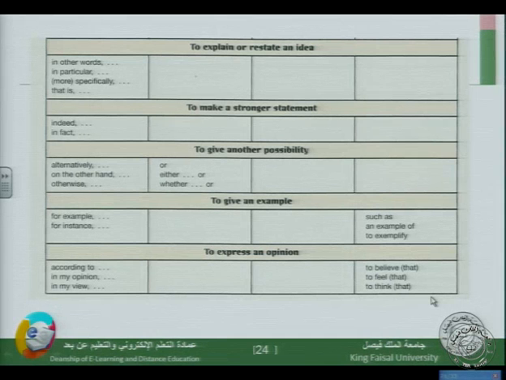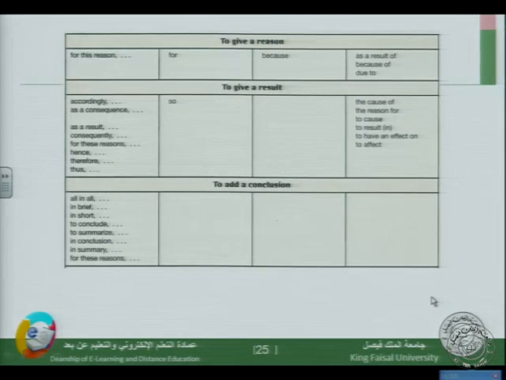And to express an opinion, for example, we have according to, in my opinion, in my view. All of these are transition signals. We use them to move from one sentence to another, or from one paragraph to another smoothly. Here to give a reason, to give a result, and to add a conclusion. If you want to finish your essay, you can say all in all, comma, and continue, or in brief, comma, and continue. Notice also that the positions of punctuation are very, very important.